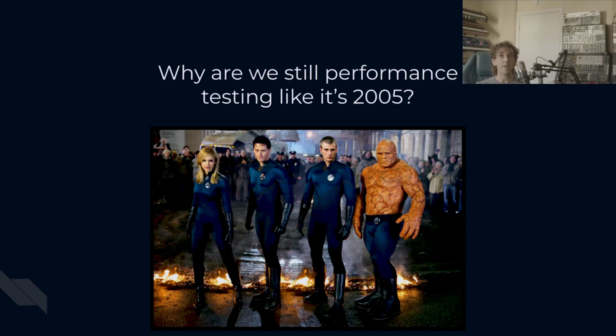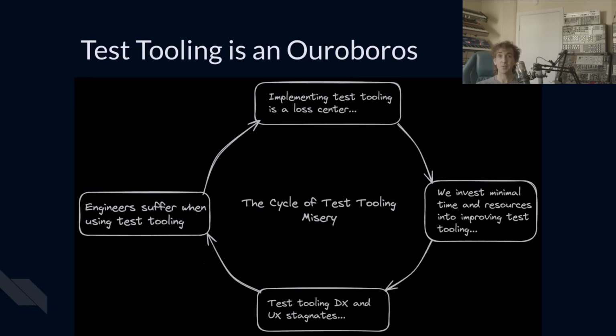This begs the question why, and well, I think I might have an answer for that. The answer is the test Ouroboros. That's what's keeping us stuck back in around 2005 when the last Fantastic Four movie was released. You see, test tooling is often treated as a cost center, and not without some degree of justification. You see, test tooling is often very rough on developer experience, and it takes a lot of time and effort and money to get it to address the actual scenarios that you need it to address.